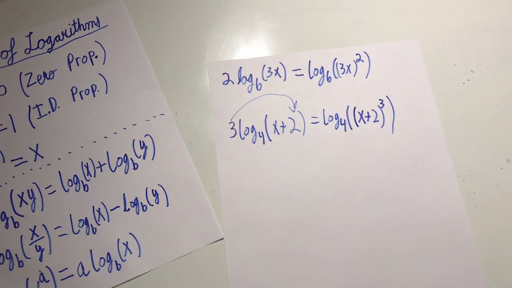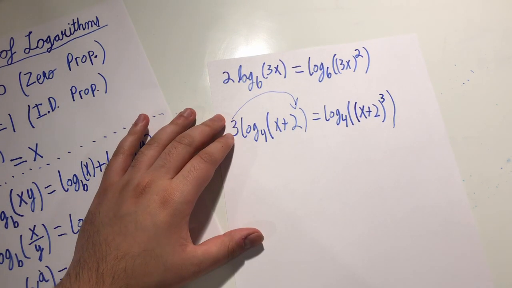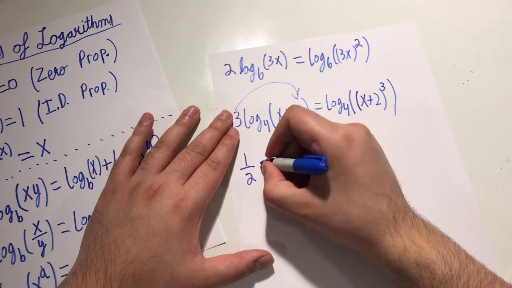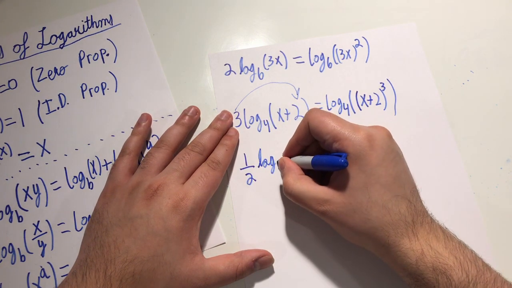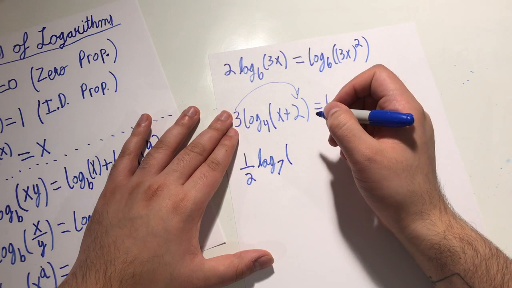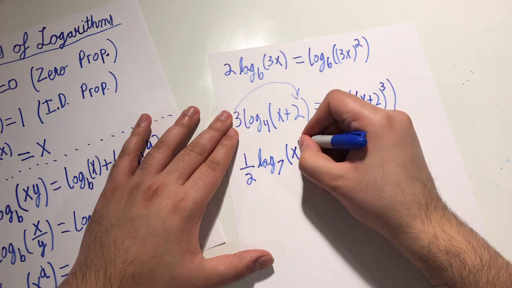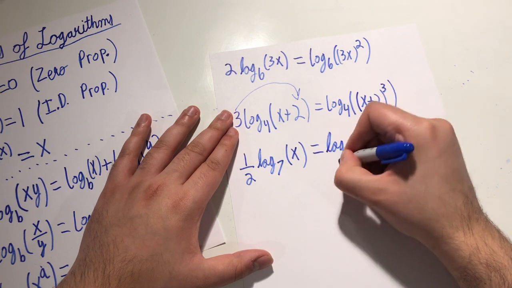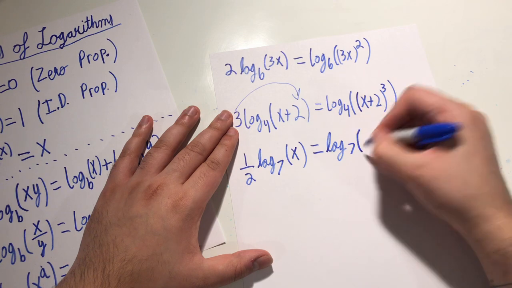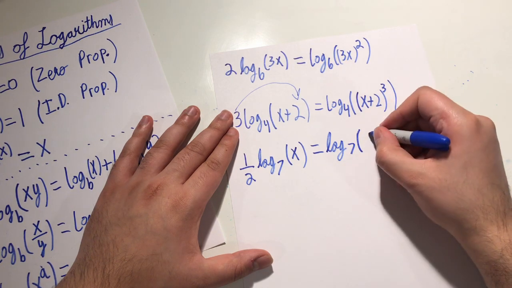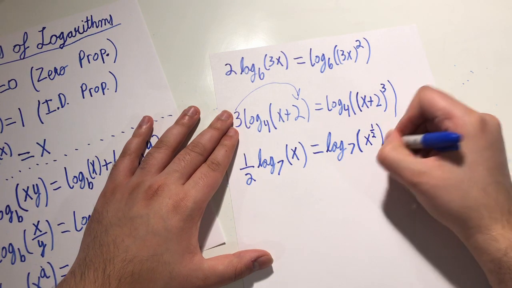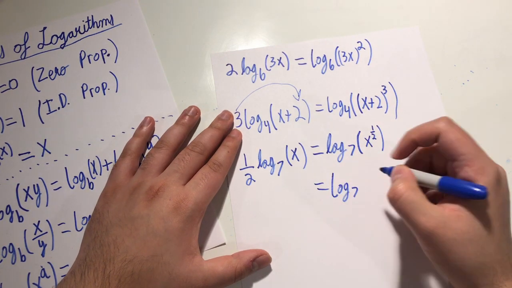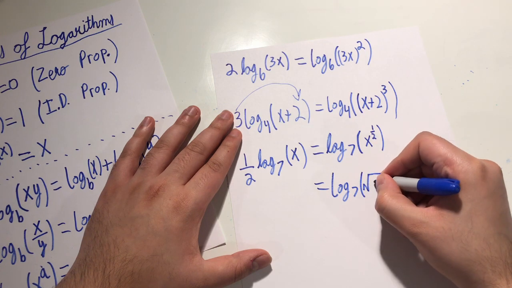And it even works with fractions. You should be familiar with fractional exponents. So let me just do one example of that. Let's say we have 1 over 2 logarithm base 7 of just x. We can still bring that back in. So logarithm base 7 of x raised to the 1/2 power. Now, what is 1/2 power? I can convert that: logarithm base 7 of the square root of x.